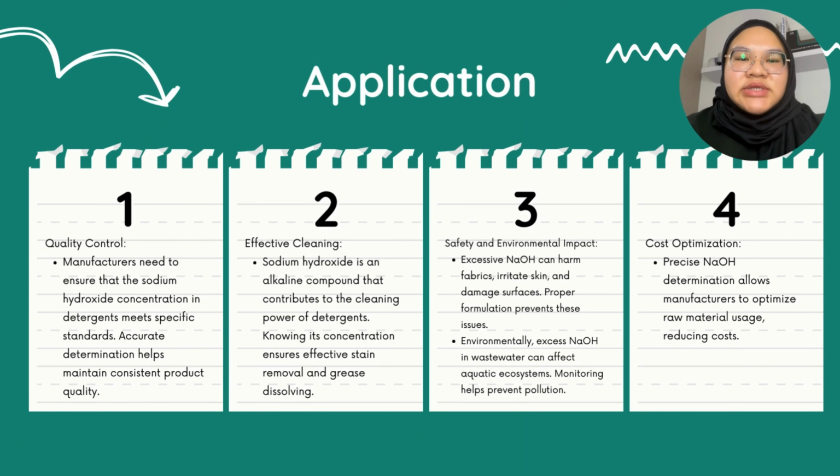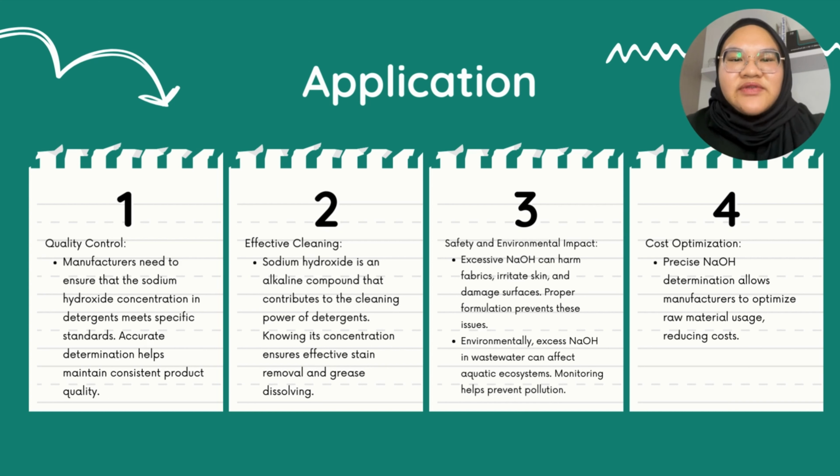Determination of sodium hydroxide in detergent by titration is applied in a few ways, including quality control, effective cleaning, safety and environmental impact, and cost optimization. For quality control, manufacturers need to ensure that the sodium hydroxide concentration in detergents meets specific standards. The accurate determination helps maintain consistent product quality. For effective cleaning, sodium hydroxide is an alkaline compound that contributes to the cleaning power of detergents. Knowing its concentration ensures effective stain removal and grease dissolving.